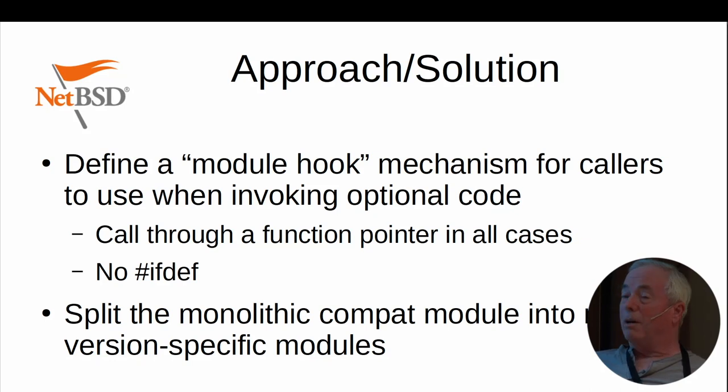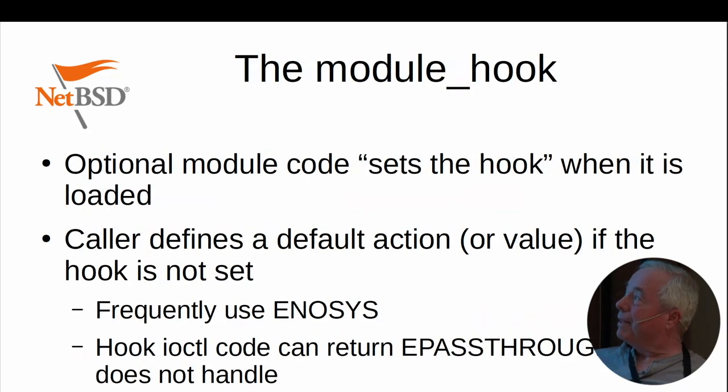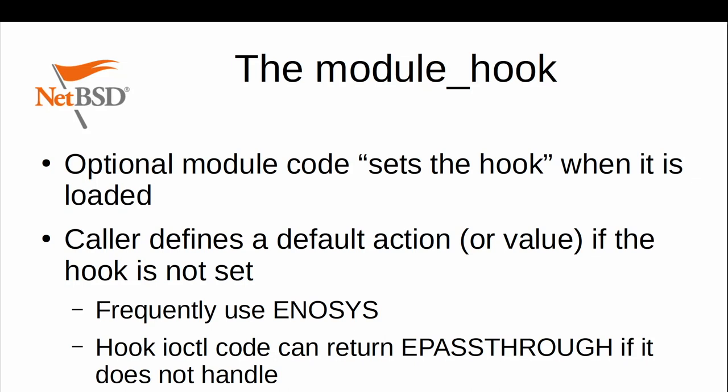The second thing that was done was to split the compat code into the version-specific modules so that we could incrementally increase the number of versions back that we go, and then unload just the piece that we don't need anymore when we're done with it, without having to unload everything. No more monolithic compat. Now it's compat 5.0, compat 6.0, compat 7.0, and so forth. So as I said, when the module code is loaded, it sets the hook. When a caller needs to possibly call compatibility code, for example, it doesn't know what the current I/O control function is. Maybe it's compat code, maybe not. Call through the hook and see if it can handle it. If the hook doesn't handle it, you haven't lost anything except a few instruction cycles for calling. Most of the time, if the hook's not set, we simply return ENOSYS instead.